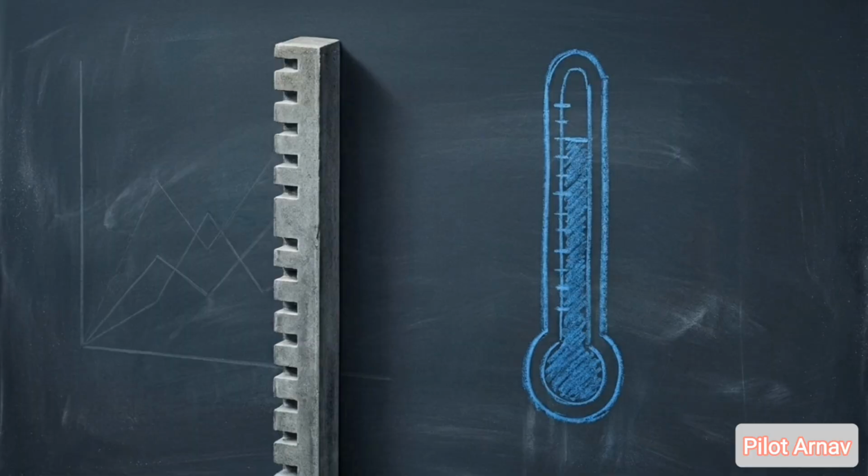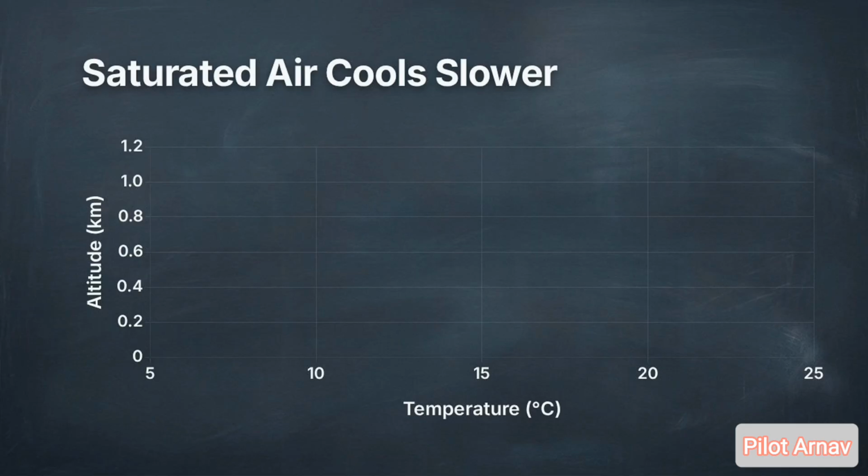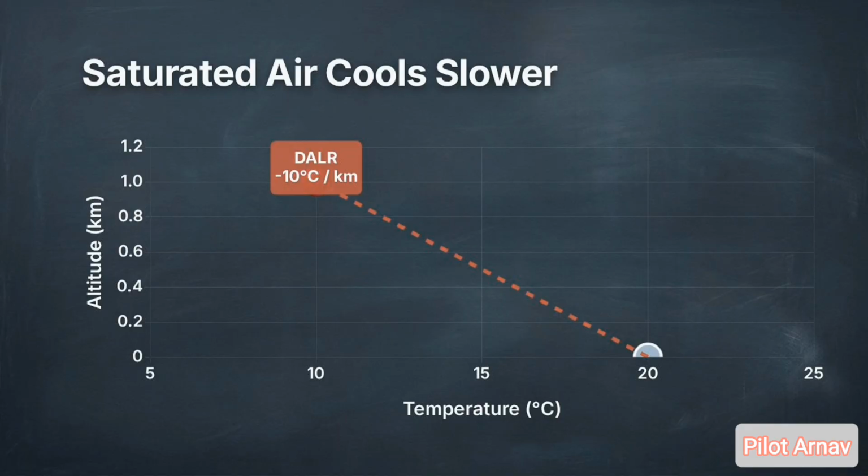We measure this exact rate of cooling with altitude using a temperature lapse rate. This chart shows our first metric, the dry adiabatic lapse rate, or DALR. This applies exclusively to air containing 0% relative humidity. As a dry parcel moves up 1 kilometer, it cools at a strict rate of approximately 10 degrees Celsius. You may also see this written as 1 degree per 100 meters.